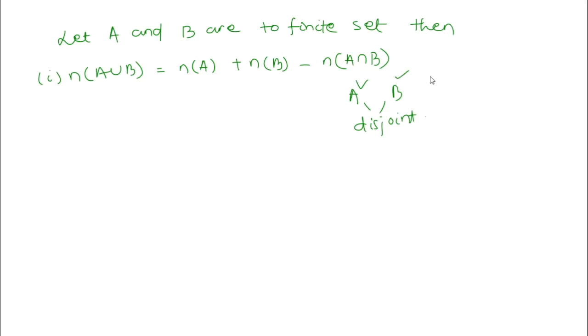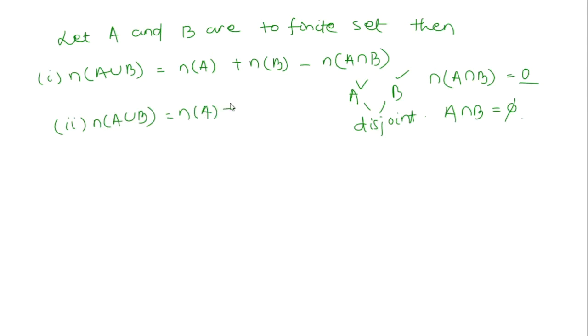If there are no common elements, then the number of elements in A intersection B will be 0. So there are no elements, that means the number of elements will be 0. So in that case I can write that the number of elements in A union B is equal to the number of elements in A plus the number of elements in B, and this part will be 0. So this is in the case of disjoint sets.